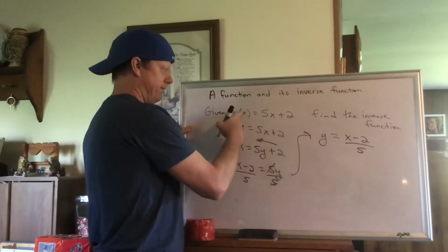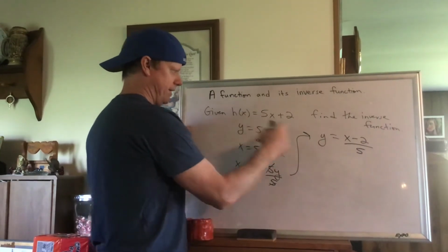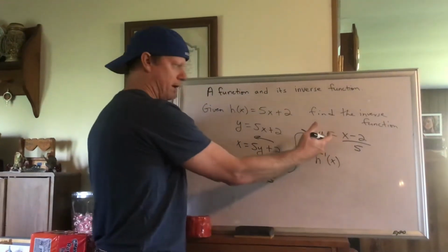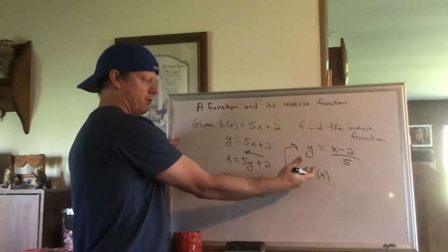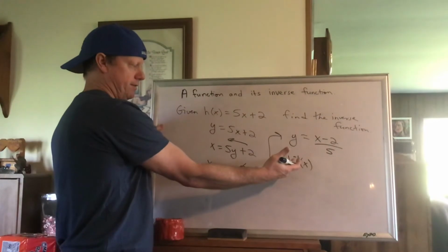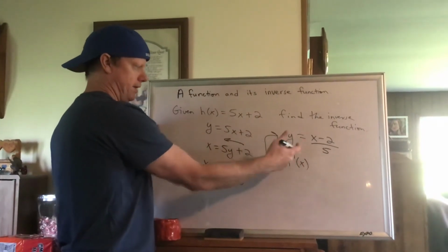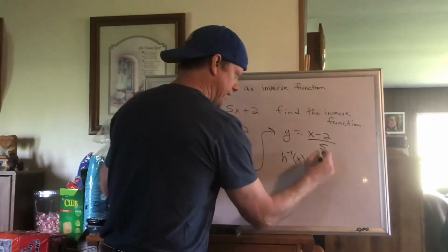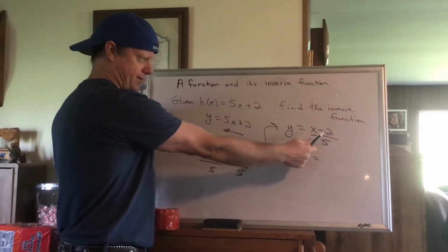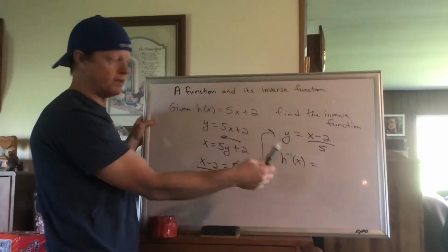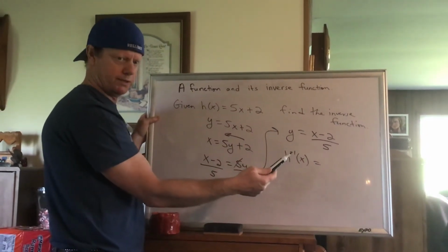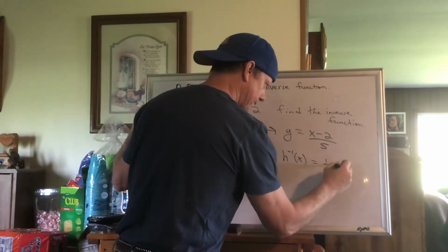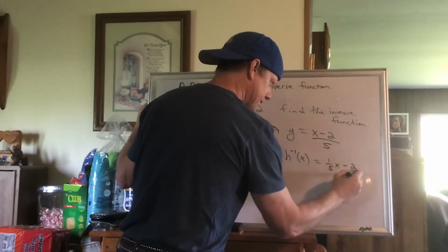So how do I label the inverse function? Well, my function was h of x, so my inverse function is going to be h to the -1 of x. So once you get the y by itself and positive, you put the inverse notation in for your y, h to the -1 of x. That denotes that that guy is your inverse function. And you can either write your answer as x minus 2 over 5, that would be perfect, or you could do what most college professors would have you write, and that would be, in this case, 1/5 x minus 2/5.